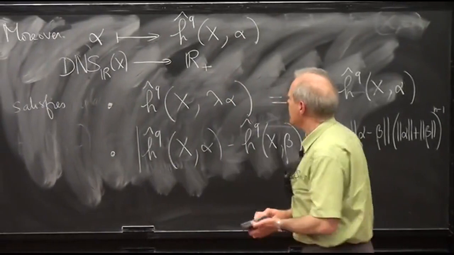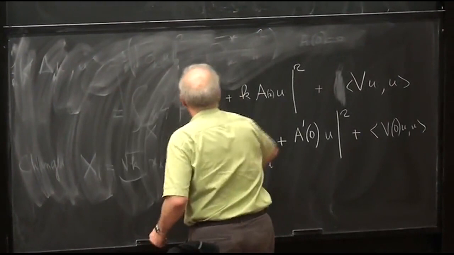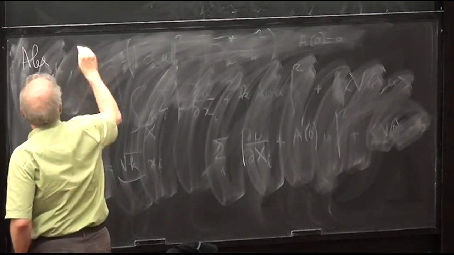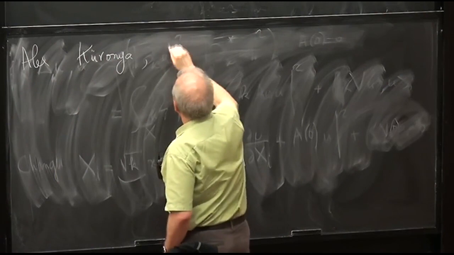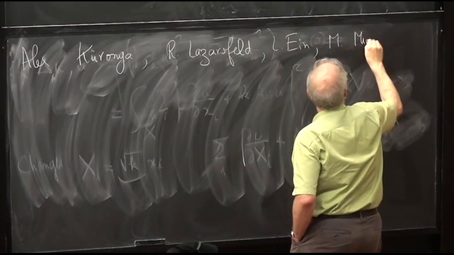So let me give you a rough idea of how this is proved. This is not very difficult. Actually, these ideas were already considered by algebraic geometers a few years ago, although not in this generality. So all these concepts in the algebraic case were considered by Alex Küronya, and papers also by Rob Lazarsfeld, Lawrence Ein, and Mustață.